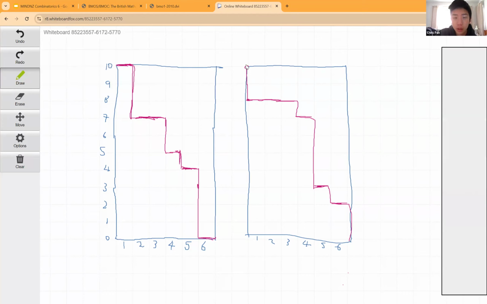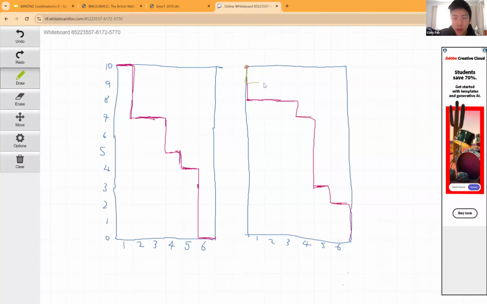So another example is something like this. Maybe I'll just draw one more. Okay, this time he did much better. He scored 10, 10, 10, 10, 8, and then 6.